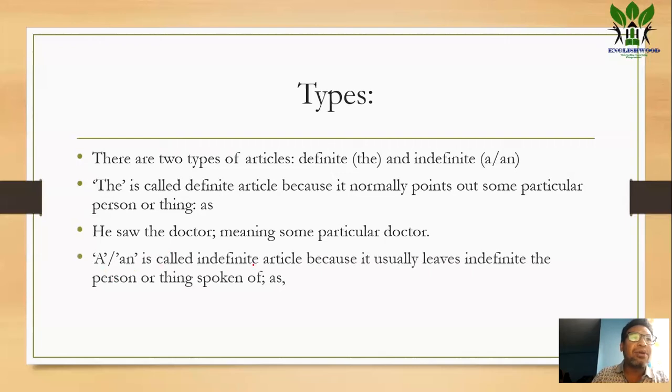A or an is called the indefinite article because it usually leaves indefinite the person or thing spoken of. So it does not define the person or thing. It means anyone, so at that time we use a or an. For example, a doctor, that is any doctor. If you say a doctor, then you are not concerned with any particular doctor, any doctor of any place. That's the difference.